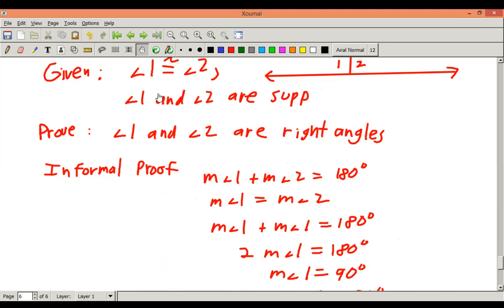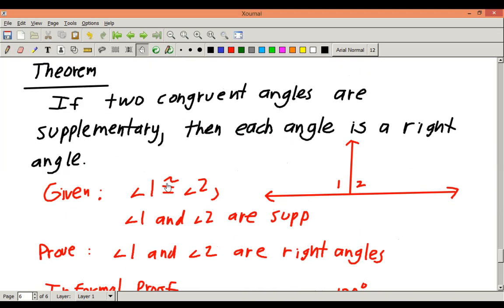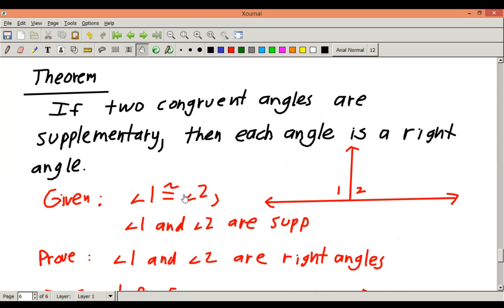We got one more theorem. That'll wrap it up for today. This theorem doesn't have a name. It's not very famous. It says this: if two congruent angles are supplementary, then each angle is a right angle. Think about that. If two congruent angles are supplementary, then each angle is a right angle.